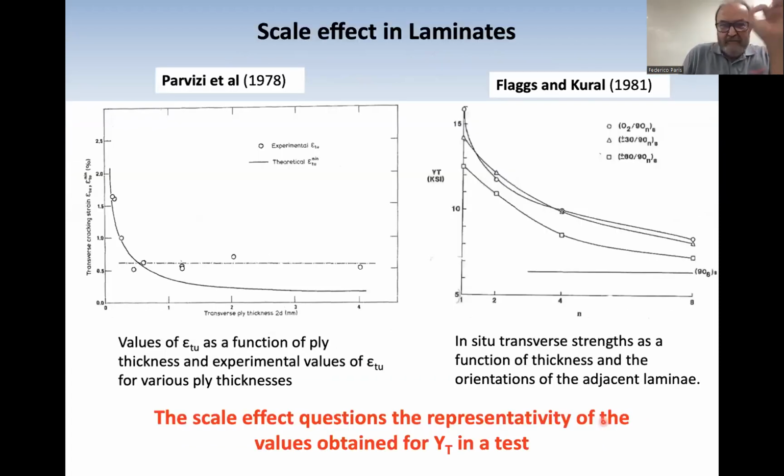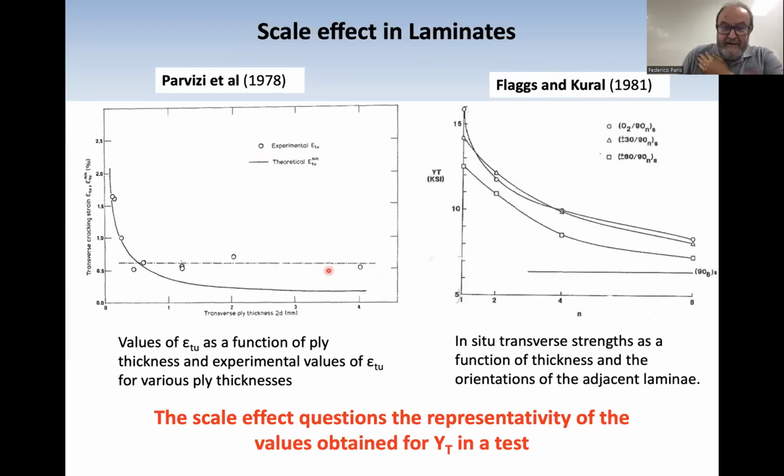Okay, a couple of words about the scale effect. The scale effect can be illustrated with the results of two very well known papers, by Parvizi, 78 for glass, and Flaggs and Kural, 81 for carbon. The apparent strength of a lamina in a 0/90 laminate increases when the thickness tends to 0. So this fact questions the representativity of the values obtained for YT in a test.